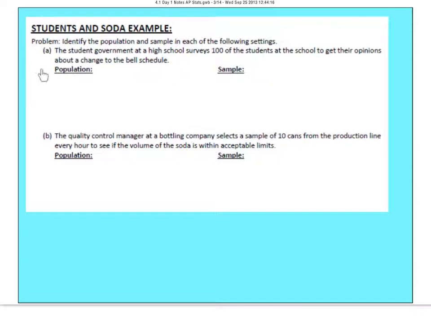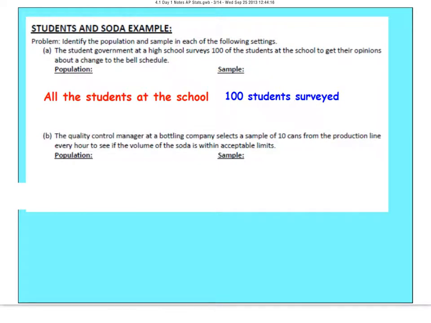If you think about this, who is the population that we actually are targeting within this particular example, and what is the sample? The sample, I think, tends to be one of the easier ones to conclude. The sample in this case is clearly going to be the 100 students at the school. So we would define the sample as the 100 students surveyed. What is the actual population? In this case, the population is going to be all the students at the school.